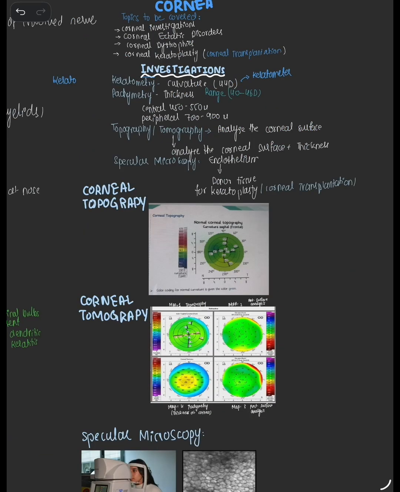What are the investigations? Keratometry to analyze the curvature, pachymetry to analyze the thickness, topography to analyze the surface of the cornea, tomography to analyze the corneal surface as well as thickness, and specular microscopy to analyze the endothelium. One of its clinical applications is prior to the keratoplasty, to evaluate the donor tissue.